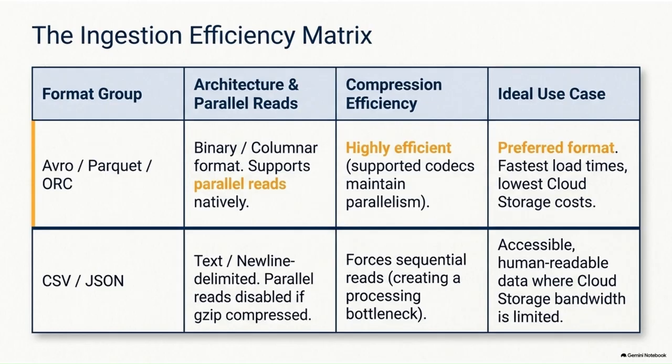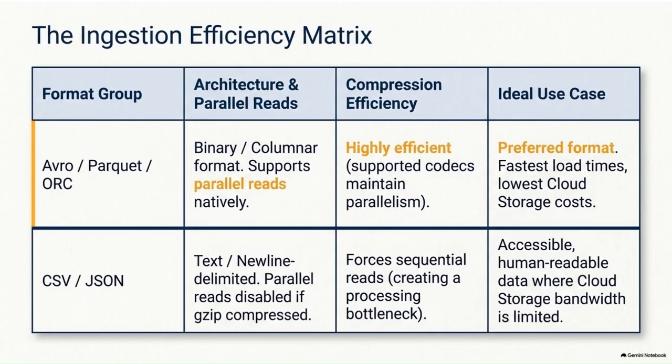In CSV and JSON, if we talk about compression efficiency, they are not compressed, so they are sequential reads, line by line. So there is a processing bottleneck there. We all know that. So which one to use? Ideally, Avro, Parquet, and ORC are preferred because they have the fastest load time and lowest cloud cost, also because they are smaller in size because of compression.